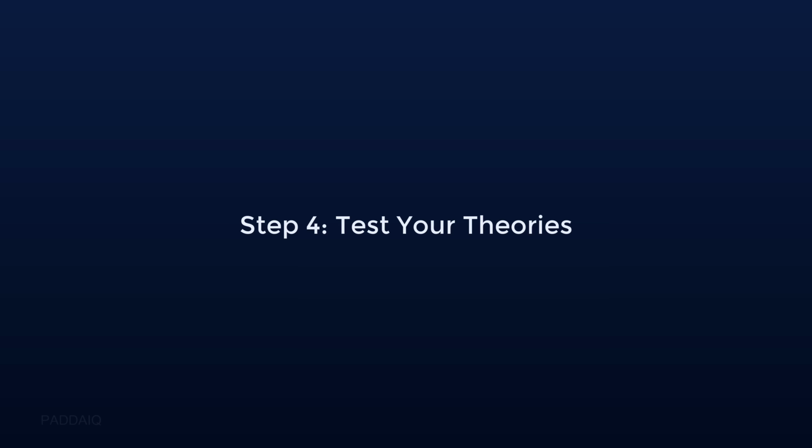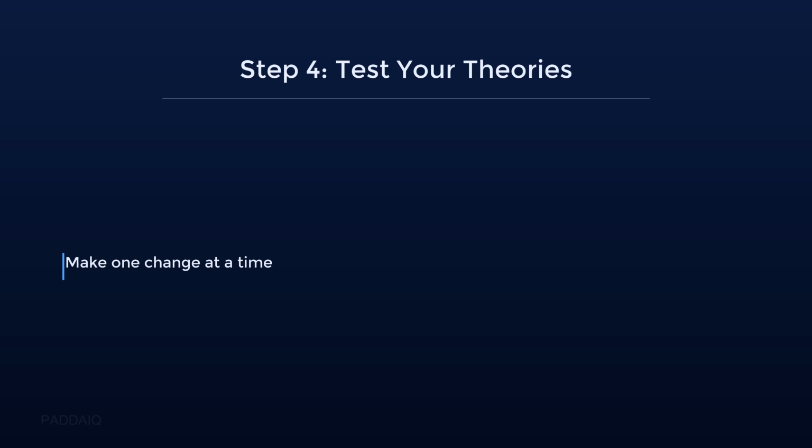Step 4. Test your theories. Make one change at a time. This means altering only a single variable during testing to clearly identify its effect. For instance, if your app is slow, first adjust only the memory limit, not both memory and code. Isolating changes ensures you know exactly what resolves or causes each issue, preventing confusion from multiple simultaneous modifications.